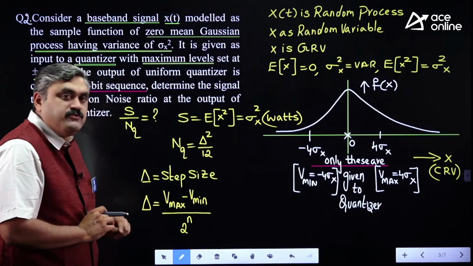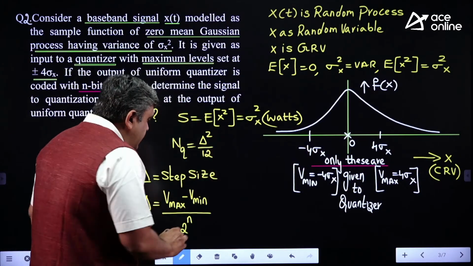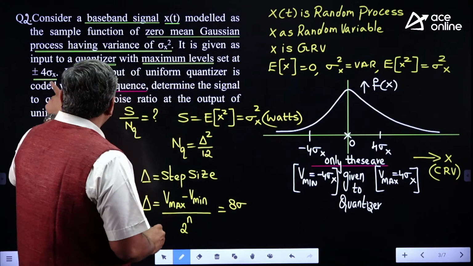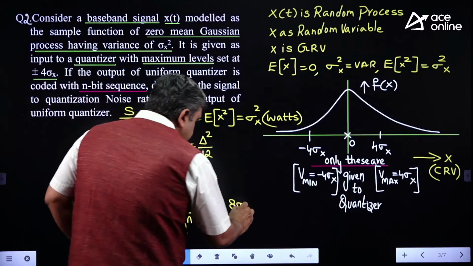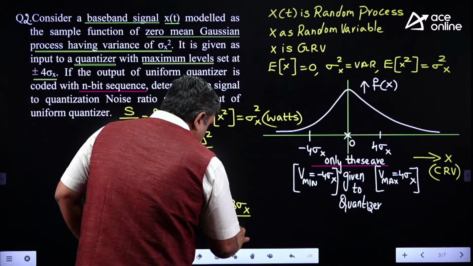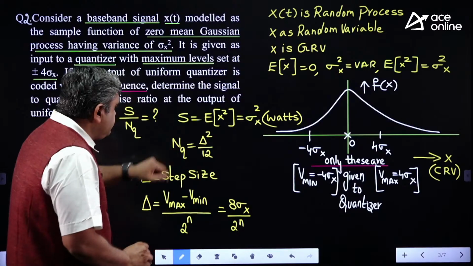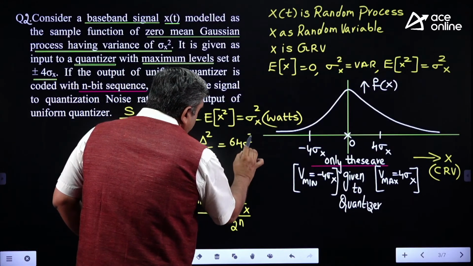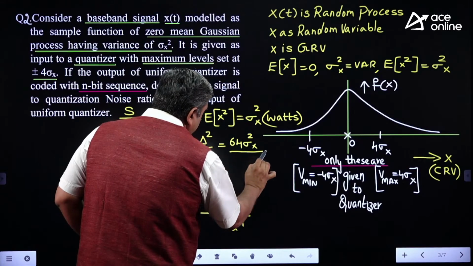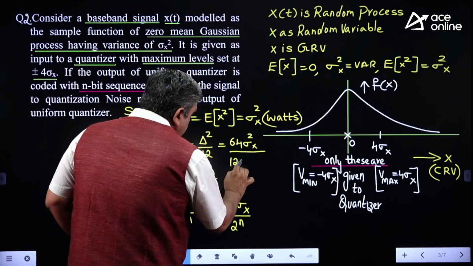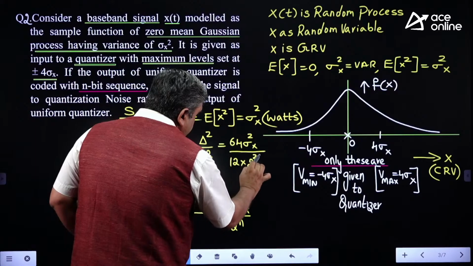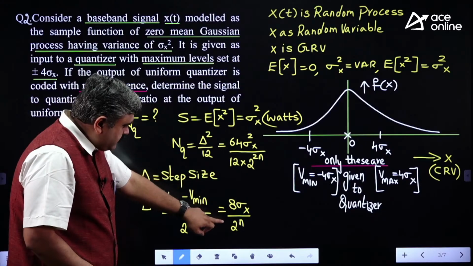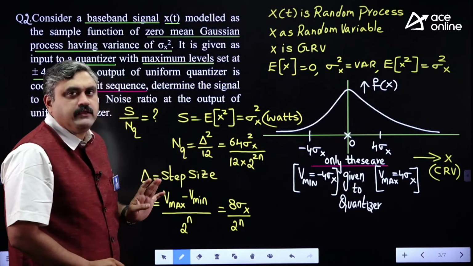Now what is V max minus V minimum? Is it 8 into delta x or 8 into sigma x? Because he has given the range as plus or minus 4 sigma x, divided by 2 power n. So what is this quantization noise power? 64 sigma square x divided by 12 into 2 power 2n. Correct or not? Delta square by 12, right? Delta squared you got as 64 sigma square x by 2 power 2n, so the noise power will be delta square by 12.